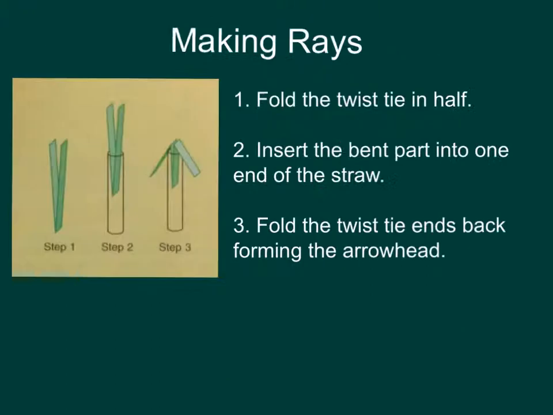Pause. Making rays. Fold the twist tie in half. Insert the bend part into one end of the straw. Fold the twist tie ends back, forming the arrowhead. Let's do this now.